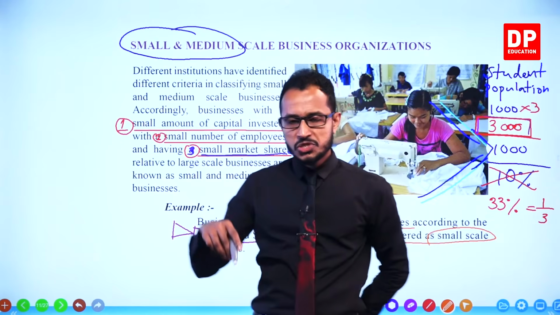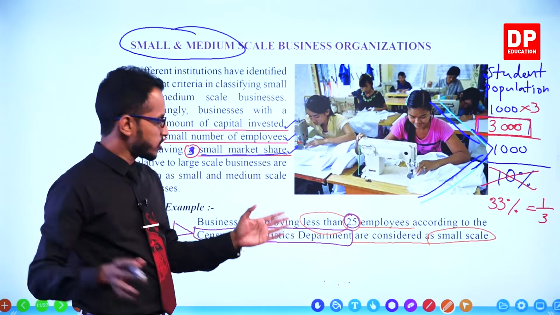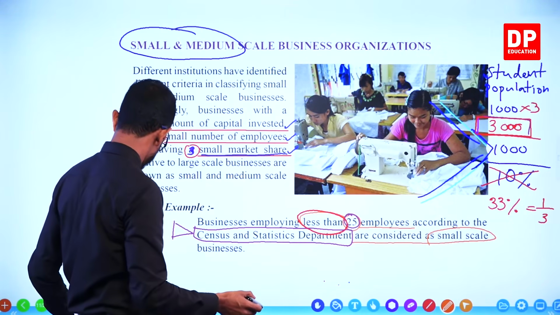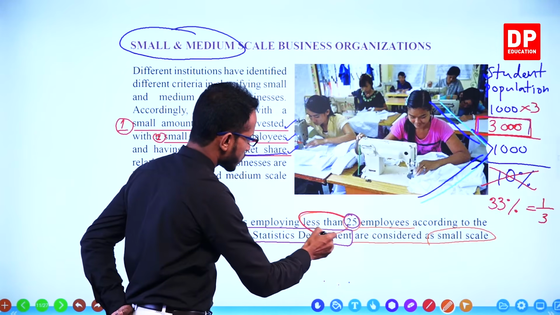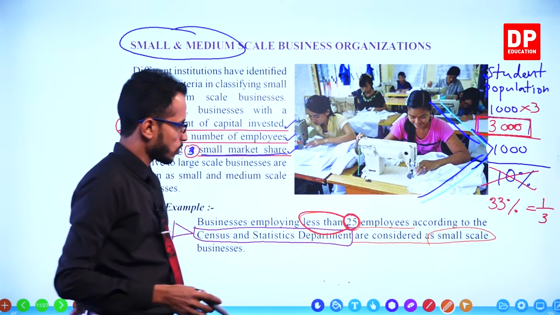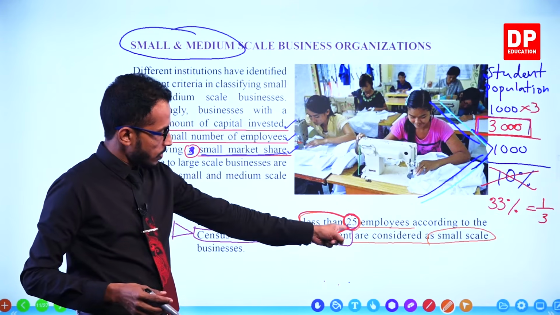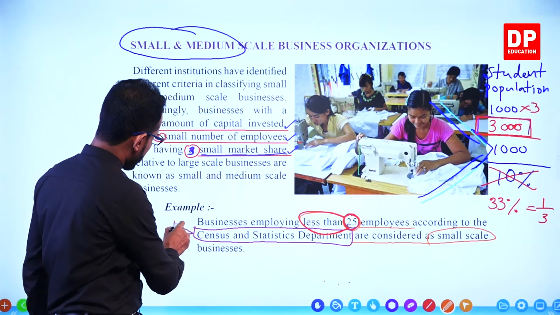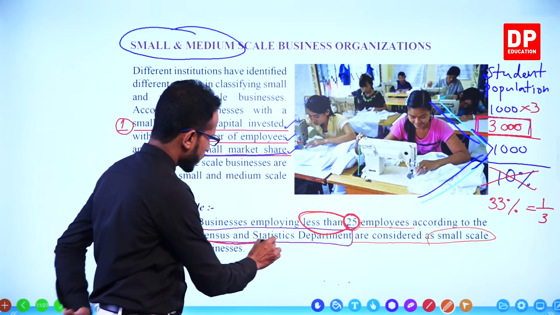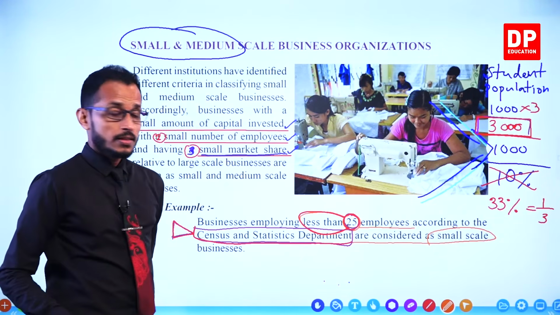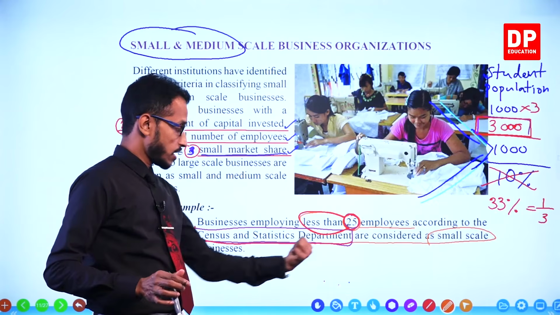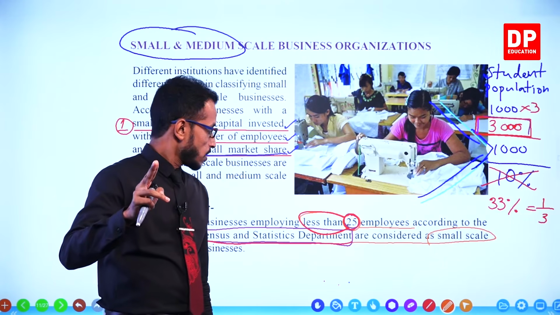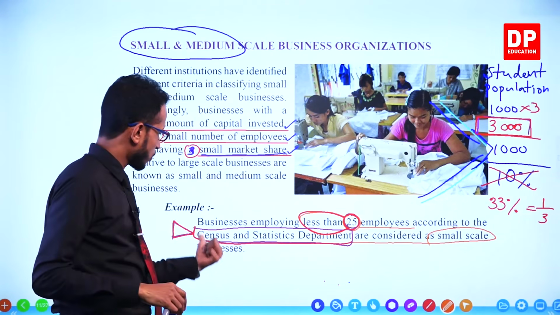Okay, which government institution has put up this benchmark or the determiner? Which government institution? This institution, Census and Statistics Department. This has come several times in the past examination papers. Okay, in the examination papers, several times this question has come.